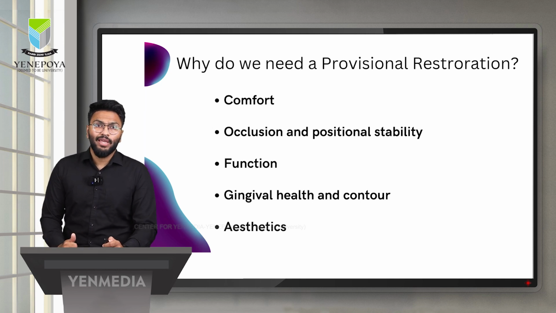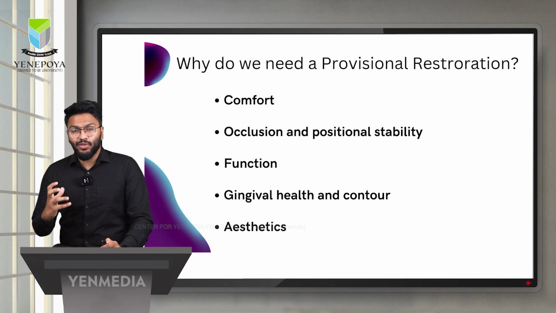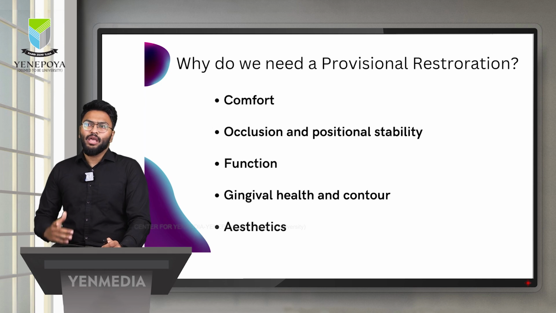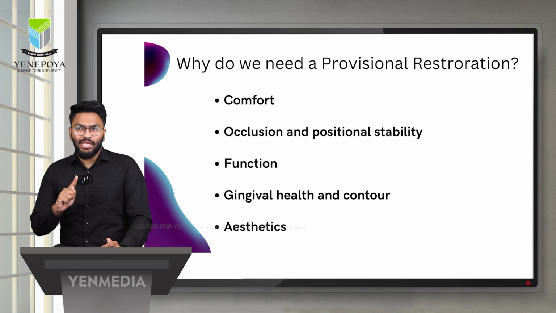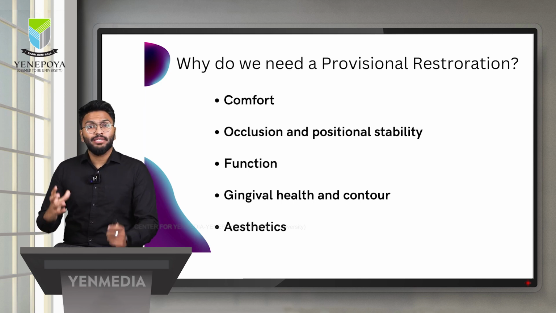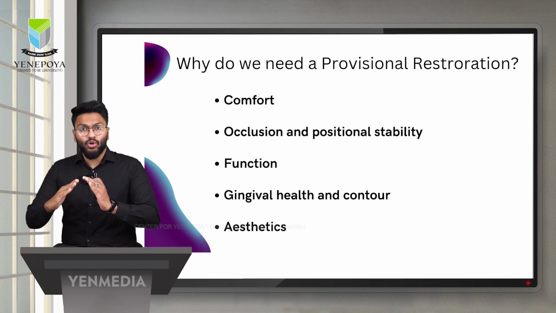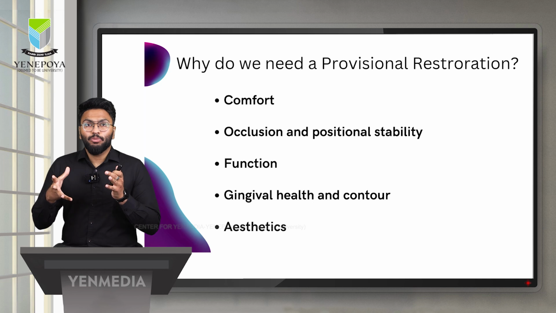Coming to gingival health and contour. The provisional restoration helps in maintaining the contour of the gingiva. Once the preparation is done, for example, let's take the anterior tooth. When you're doing an anterior tooth preparation, we are mostly giving it equigingival or subgingival margins. In such situations, there are chances that the gingiva can collapse onto the tooth. So to maintain the contour, it is very necessary to give the provisional restoration.